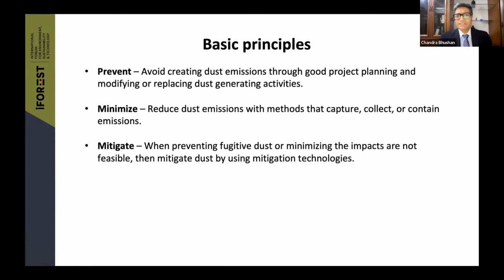Then we have to minimize dust by capturing, collecting, containing the emission. And then we have to mitigate, which is we have to prevent fugitive dust by dust mitigation technology. So technology is at the bottom. Technology should not be the first priority. And I think a lot of the time we make this mistake. We do not work on prevention and minimization. We directly move to technology and mitigation. But if there is an action pyramid, then the top of the action pyramid is prevention and minimization, not mitigation. Mitigation should only come in when prevention and minimization is not working.